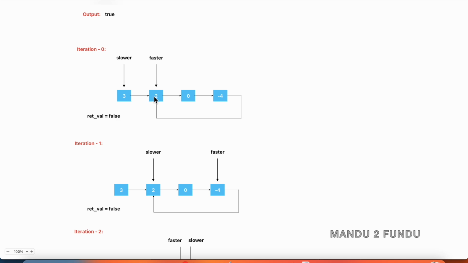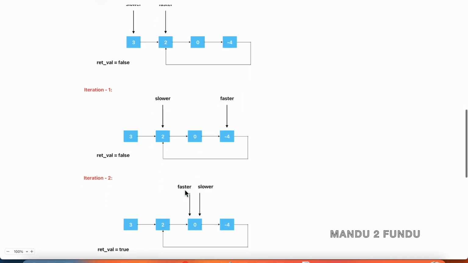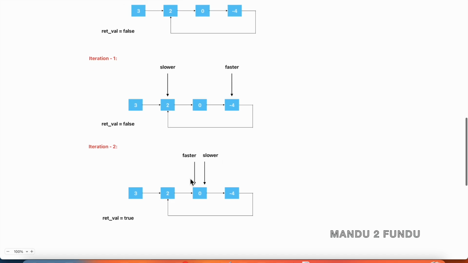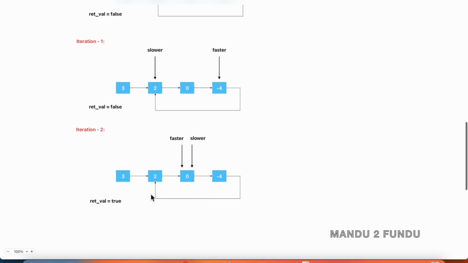Then the slower pointer advances 1 node, the faster advances 2 nodes. We compare these 2 pointers, they are not the same, so the value is false. From here the slower pointer advances 1 node forward and the faster pointer 2 nodes. So from here we follow the link here, this is 1 and this is 2. So now both slower and faster pointers are pointing to the same node. That means there is a cycle. So we return true.